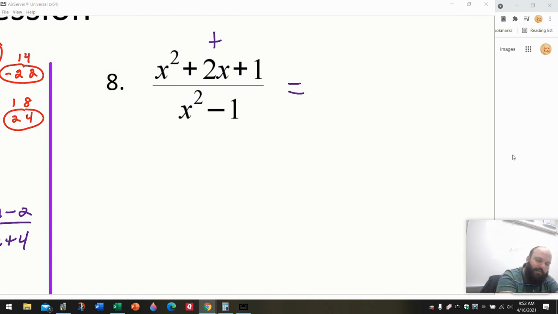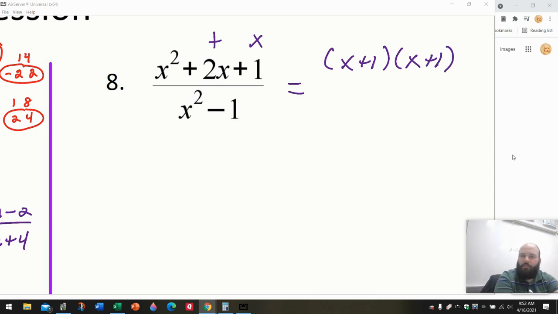So the top one, they need to add to be 2 and multiply to be 1. Well, there's only one pair of numbers that will multiply to be 1. That's 1 and 1, if we're talking about integers, of course. So 1 and 1 are our numbers. 1 times 1 is 1. 1 plus 1 is 2. So we can go ahead and split this into x plus 1 and x plus 1, just like that.